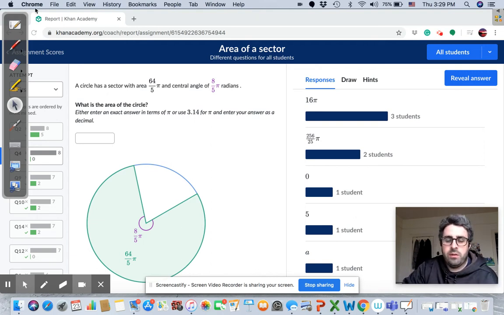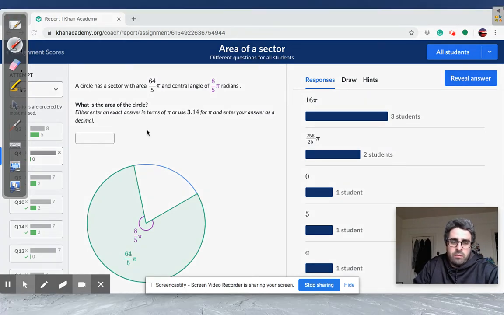Okay, so another type of problem that came up under the area of a sector problem set was problems where you had to find the area of a sector, but you were given the central angle measured in radians rather than being measured in degrees. So, one important aspect of the area of a sector formula is the central angle measure.